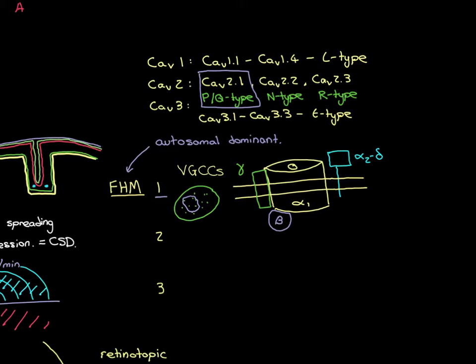Now, we will discuss how cortical spreading depression is going to activate meningeal nociceptors in much more detail in the next video. At the moment, what I want to continue on with in this video is discussing the genes responsible for familial hemiplegic migraine of the different types.